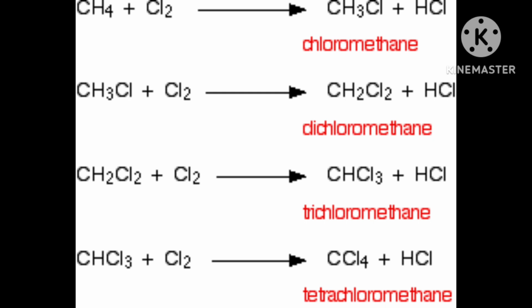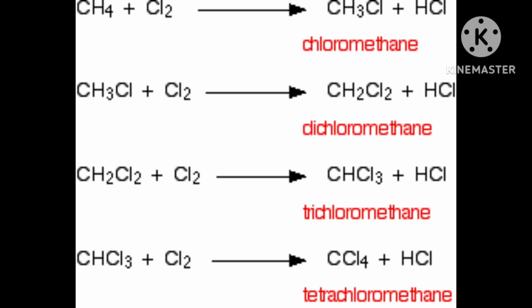Fluorination is too violent. Fluorine will react very violently, and a violent reaction takes place very fast. Fluorination is too violent to be controlled. It is very difficult to control this reaction. Iodination is very slow. Fluorination means reaction with fluorine is violent and very difficult to control.